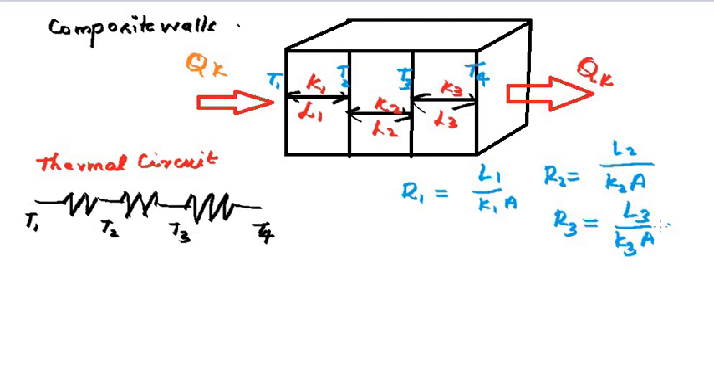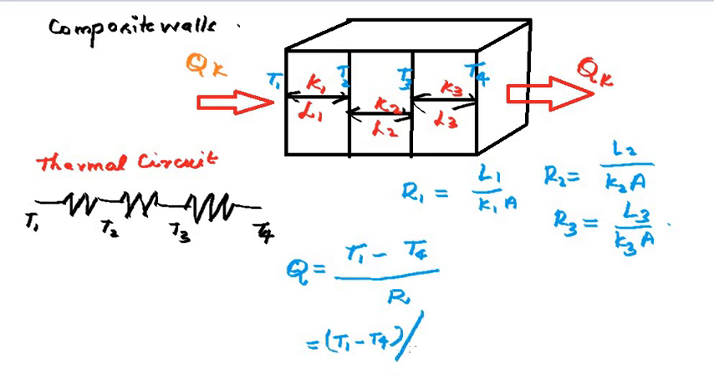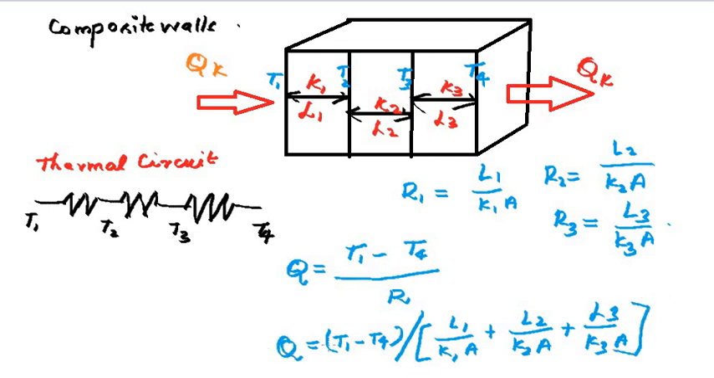Hence, this rate of heat equation can be written as Q equals T1 minus T4 divided by R, where the initial higher temperature is T1 and the final temperature is T4. So the total resistance offered will give Q equals (T1 minus T4) divided by (L1 by k1A plus L2 divided by k2A plus L3 divided by k3A). This is the rate of heat conduction through a composite wall kept in series with each other. This is the physical system.